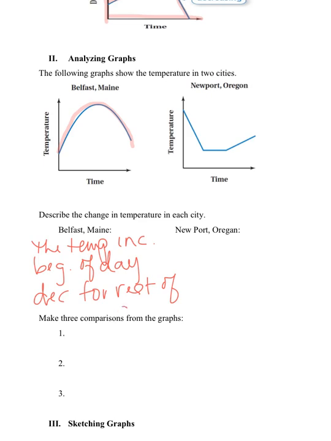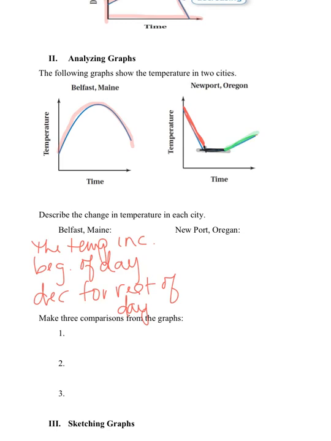Then when you look at Newport, Oregon, you can see that the temperature drops pretty quickly at a constant rate. And then it stays the same for a period of time, and then it slowly increases at a constant rate. So that's describing the change in temperature of Newport, Oregon. You can say that the temperature decreases at a constant rate, then it stays the same, and then it increases at a little bit of a slower rate.